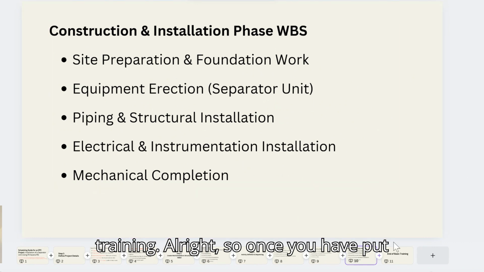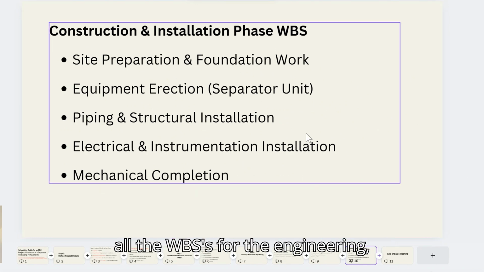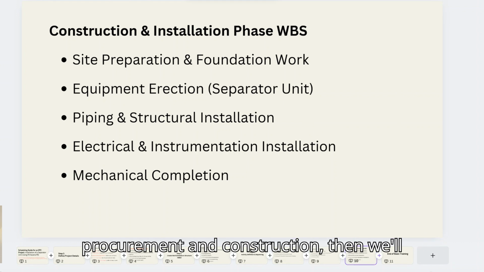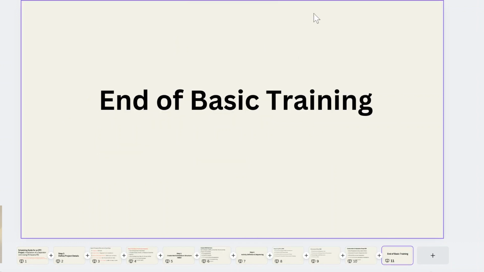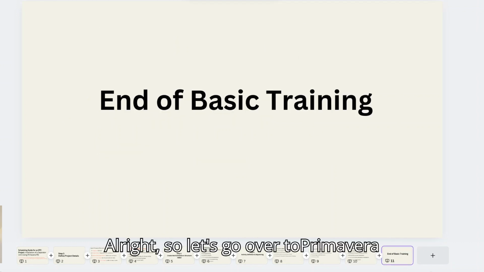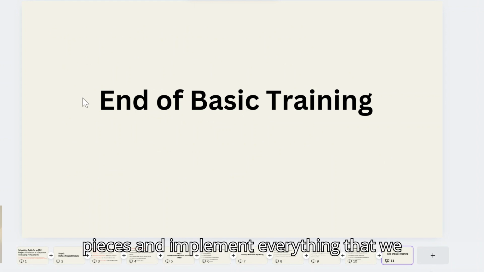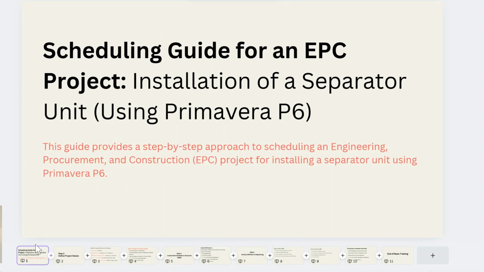Once you have put all the WBSs for the engineering, procurement, and construction, then we'll come to the end of this basic training. All right. So let's go over to Primavera P6 and implement everything that we have talked about from the beginning of the slide.